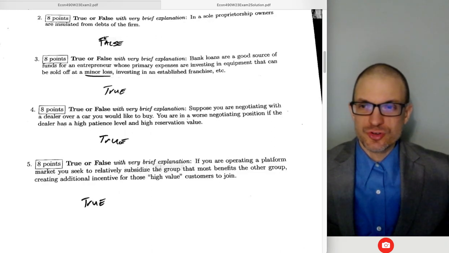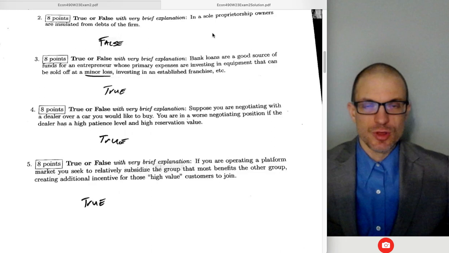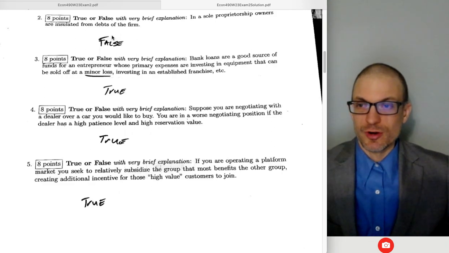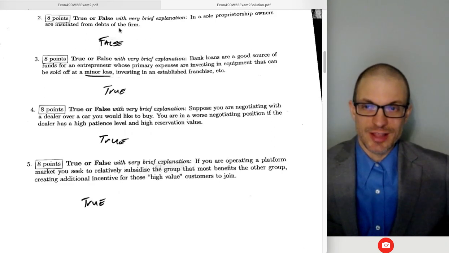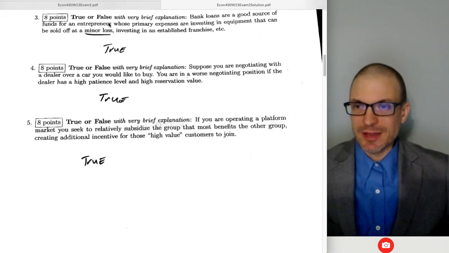Okay, so next one. In a sole proprietorship, owners are insulated from debts of the firm. That's false. With a sole proprietorship, remember, there was no separation between the owner and the business. And so the owner wasn't separated from the debts of the firm. The owner is responsible for the debts of the firm because they're viewed, at least in the eyes of the law, as the same entity.